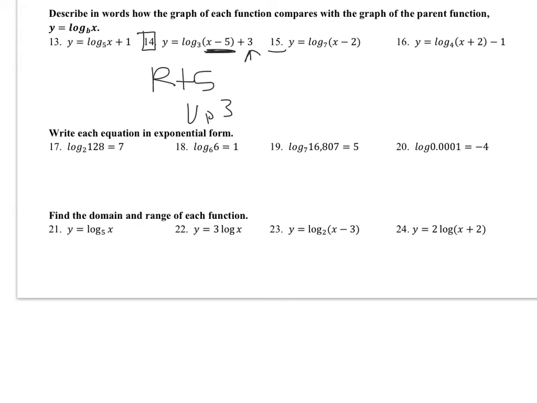Write each one as exponential. So again, your base here is the same type of exponential base. That's my base. So it's 2. And it's almost like flip-flopping these. 2 raised to the 7th is equal to 128. Or 7 raised to the 5th is equal to 16,807.